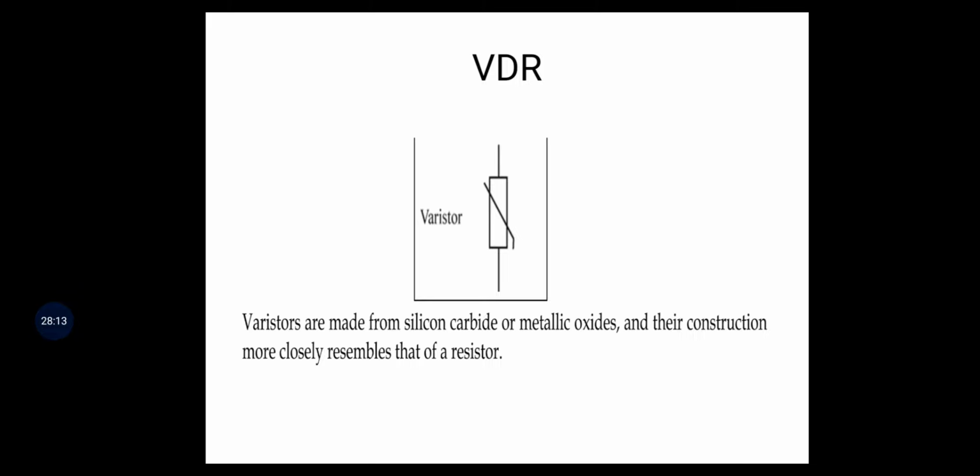Here in the slide is the symbol of a VDR or varistor. These are made from silicon carbide or metallic oxides, and their construction more closely resembles that of the resistor.